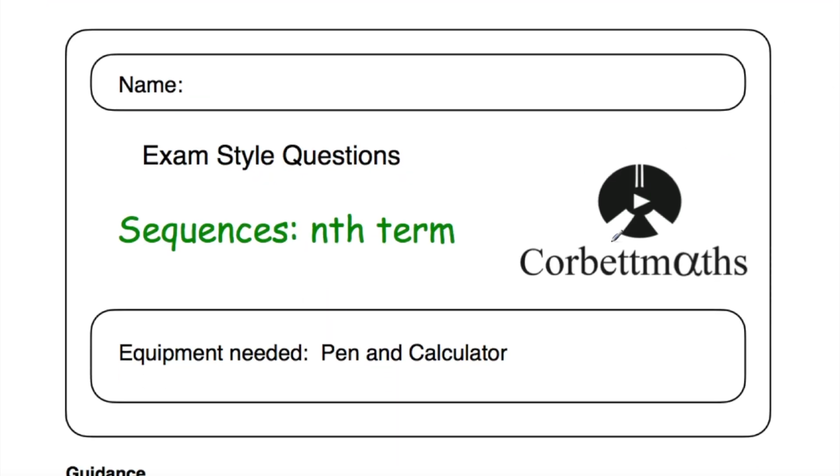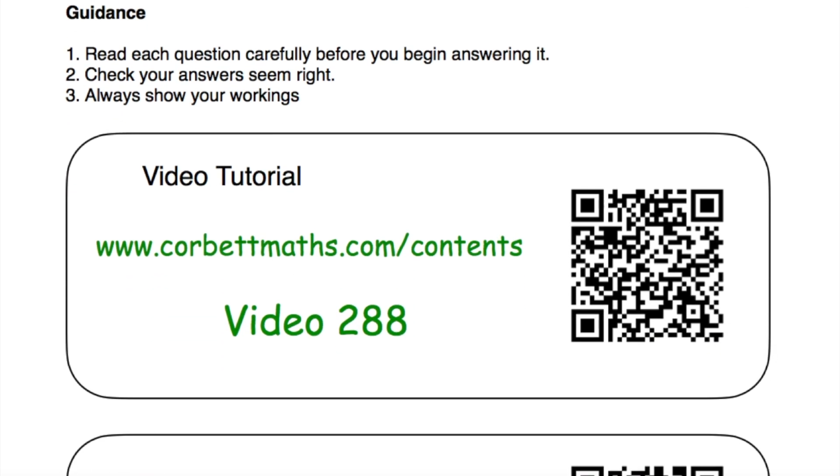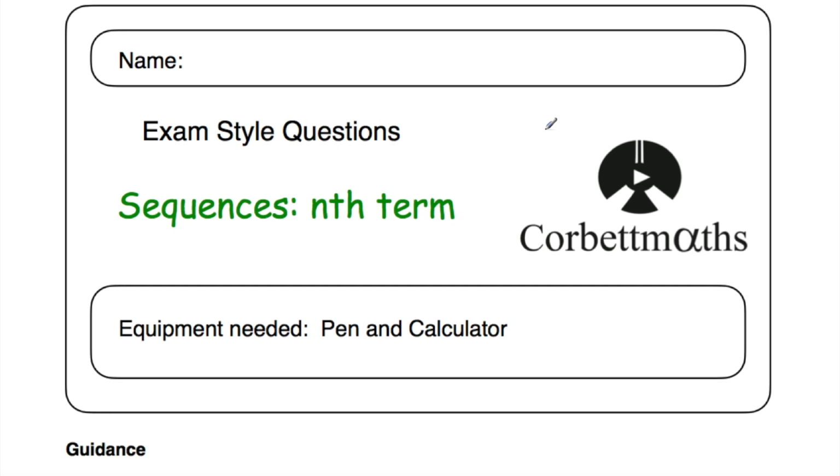So these have been the video solutions to the Corbettmaths Practice Questions on the nth term. I really hope you found this video useful. If you need any extra help on the nth term, if you go to Corbettmaths and go to the videos and worksheets section and scroll down to video number 288, there's a dedicated video tutorial there on the nth term. Alternatively, you can scan this QR code. But in this video, we'll focus on the video solutions to the practice questions.